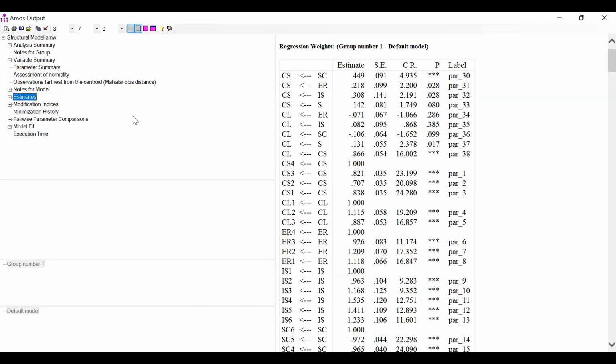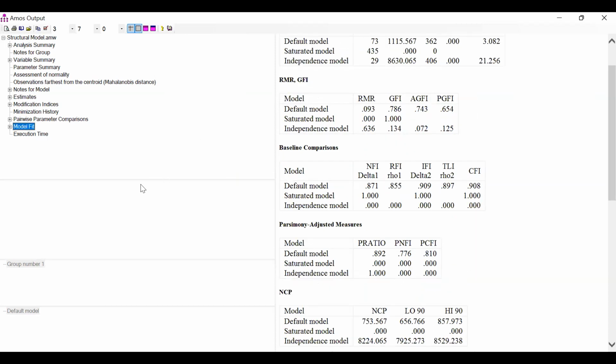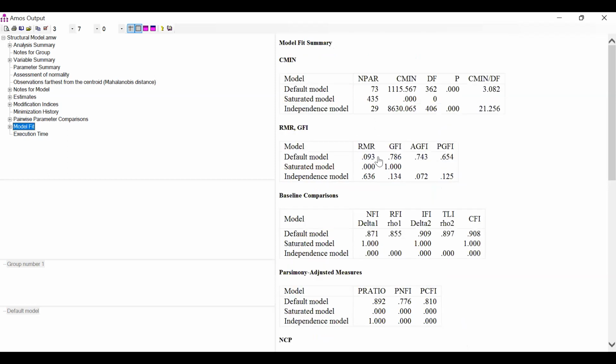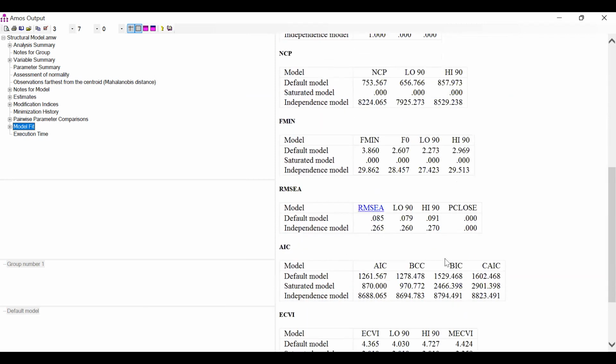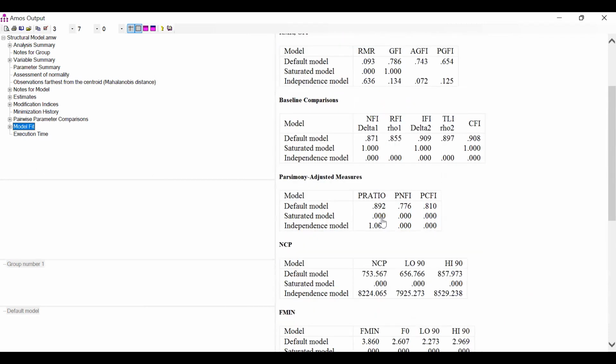And just like in CFA, you need to look at the model fit indices, where you look at the chi-square by degrees of freedom, as well as RMR, GFI, AGFI, PGFI, NFI, RFI, IFI, TLI, and RMSEA. The lower the value of RMSEA, below 0.1 is acceptable. And the same goes for RMR. The lower the value, the better.